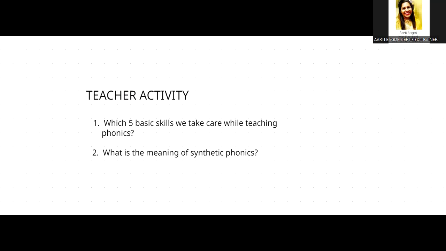Teacher activity is in front of you. Which 5 basic skills do we take care of while teaching phonics? Second is, what is the meaning of synthetic phonics?